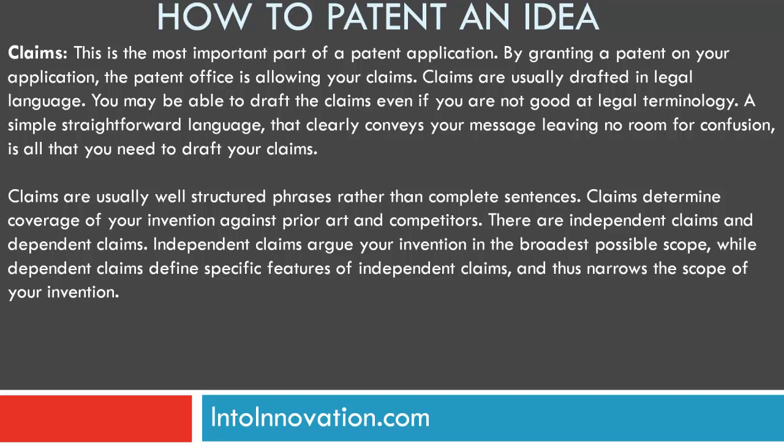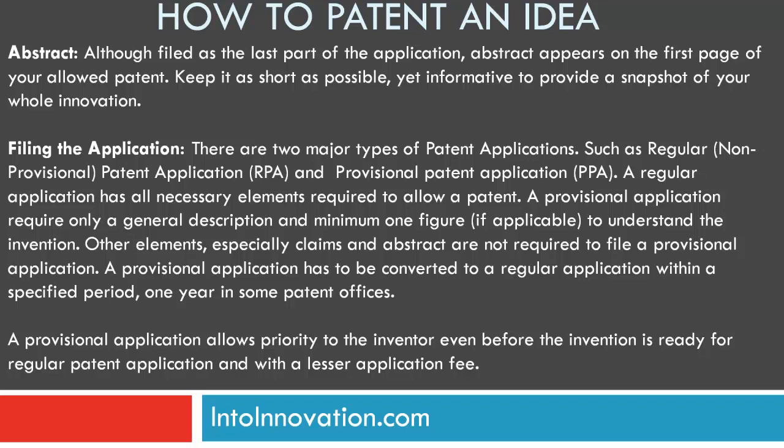Claims determine coverage of your invention against prior art and competitors. There are independent claims and dependent claims. Independent claims argue your invention in the broadest possible scope, while dependent claims define specific features of independent claims, and thus narrow the scope of your invention. Abstract. Although filed as the last part of the application, the abstract appears on the first page of your allowed patent. Keep it as short as possible, yet informative to provide a snapshot of your whole innovation.